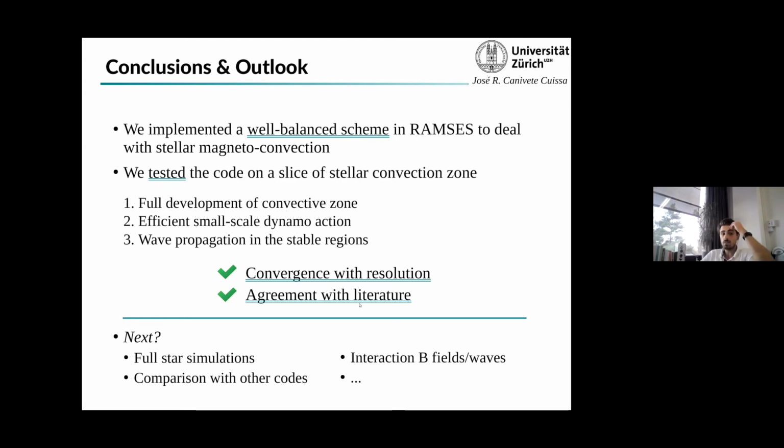So what's next? It would be cool to be able to simulate a full star or a full convection zone. Let's see if we manage to do this. We would like also to compare Ramses to other codes that are thought to simulate convection or magnetic convection directly. And also maybe study the interaction between magnetic fields and waves in this top stable region, because it's known that magnetic fields can interact with waves and suppress, for example, pressure waves. And with that, it's all.